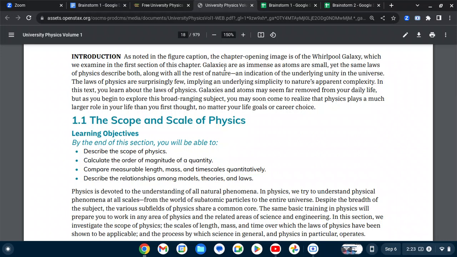Galaxies are as immense as atoms are small, yet the same laws of physics describe both, along with all the rest of nature, an indication of the underlying unity in the universe. The laws of physics are surprisingly few, implying an underlying simplicity to nature's apparent complexity. In this text, you learn about the laws of physics. Galaxies and atoms may seem far removed from your daily life, but as you begin to explore this broad-ranging subject, you may soon come to realize that physics plays a much larger role in your life than you first thought, no matter your life goals or career choice.